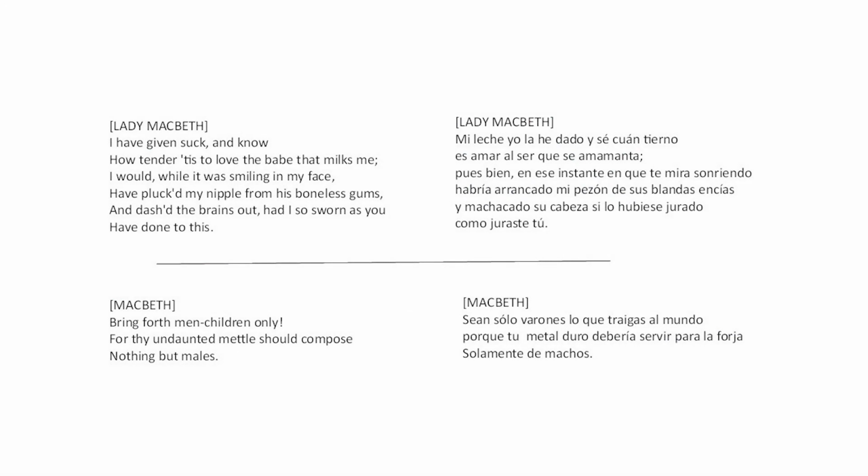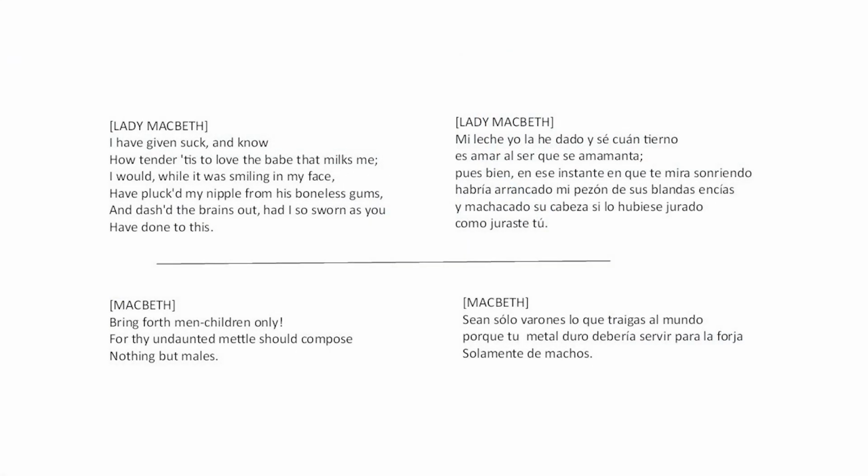Later, in what's probably the most shocking image of the entire play, Lady Macbeth makes clear the profundity of her willingness to be unsexed. She says to her husband, "I have given suck and know how tender 'tis to love the babe that milks me." There's that milk again. "I would, while it was smiling in my face, have plucked my nipple from his boneless gums and dashed his brains out, had I so sworn as you have done to this." We see here a woman who at the end of the play will be called Macbeth's fiend-like queen.